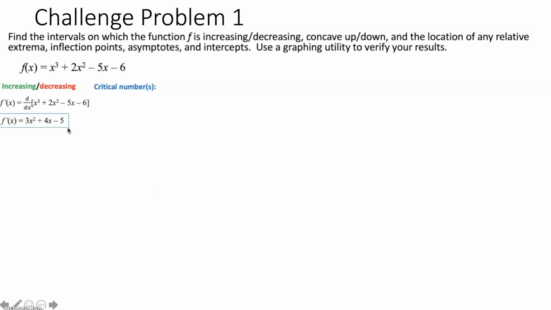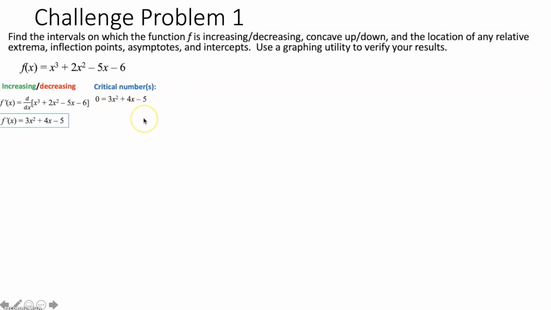Again, critical numbers. Those occur wherever the first derivative either equals 0 or does not exist. Are there any x values that would cause this first derivative to not exist? No, there's no denominator, so we're good. So all we have to do is figure out what values of x would cause the first derivative to equal 0. So we set this equal to 0 and we solve for x.